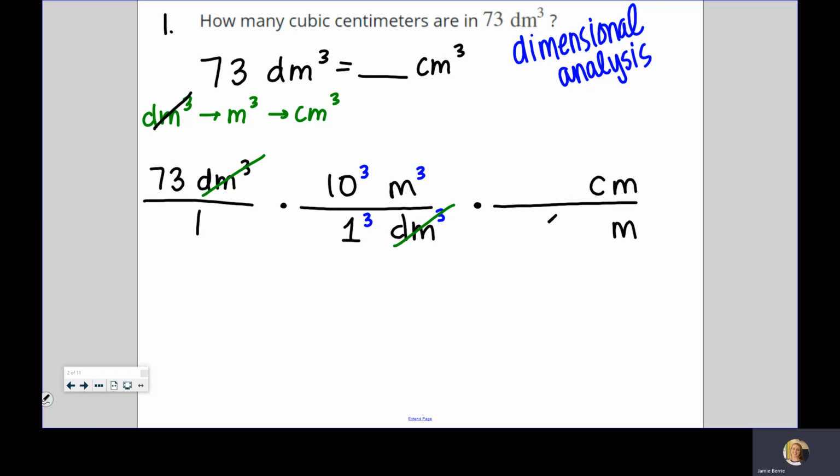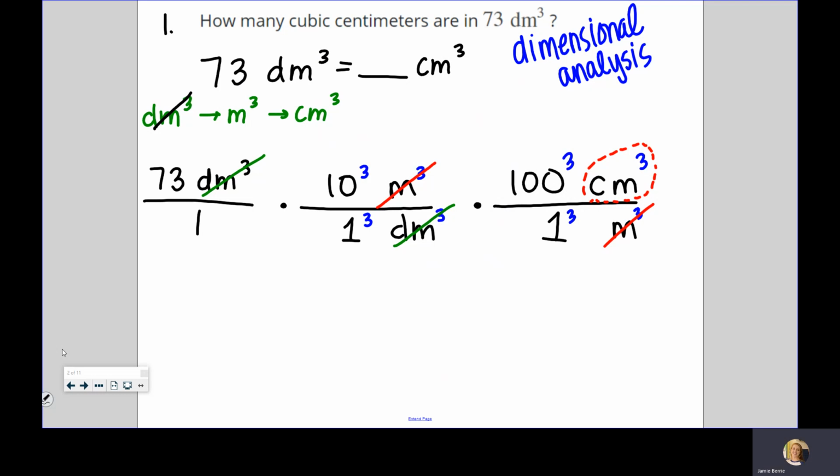In 1 meter, there's 100 centimeters. But again, we need that to be meters cubed, so we're going to cube everything. Cube just means raised to the third power. Now you can cancel those units. Meters cubed cancels with meters cubed. We're left with centimeters cubed, which is what we wanted. So now we can just multiply through on the top and on the bottom and see what we got. It's going to be a really big number.